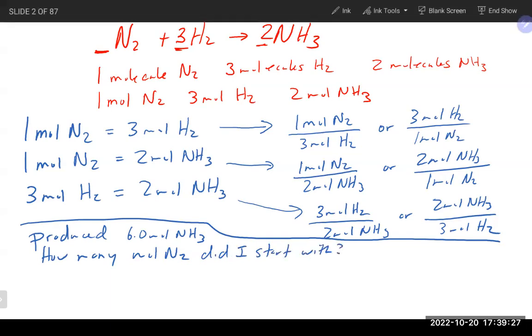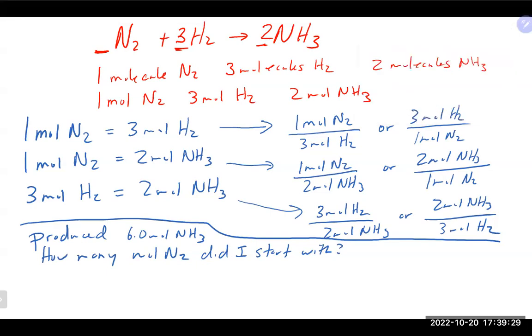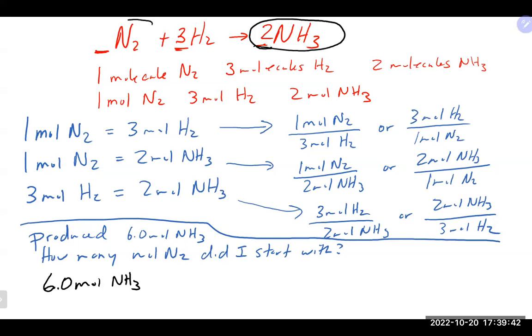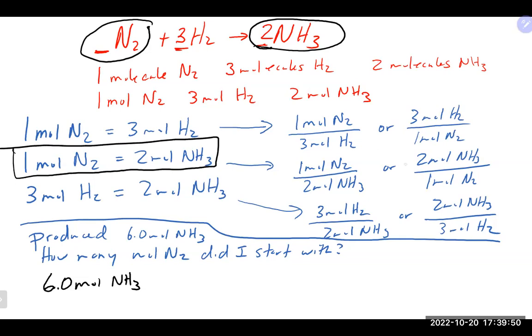We can basically do just a simple dimensional analysis conversion. We would start with our 6 moles of NH3. We would go to our equation and find the 2 things we're interested in. So obviously that is one thing we're interested in. That is one thing we're interested in. And that gives us this equality, which gives us these 2 conversion factors that we could use. And in this case, we would just do dimensional analysis.